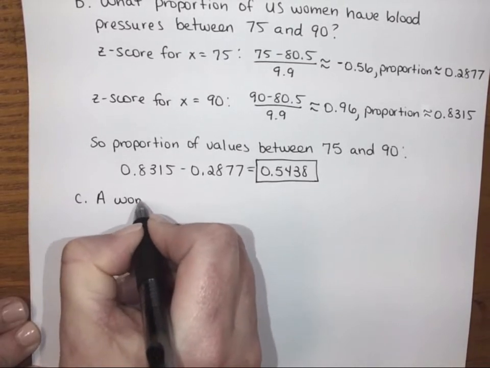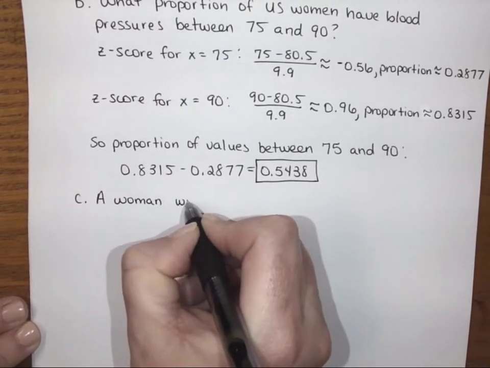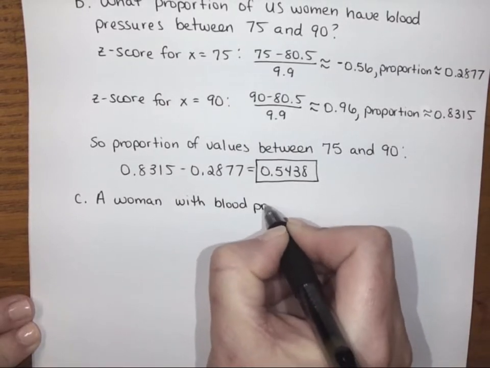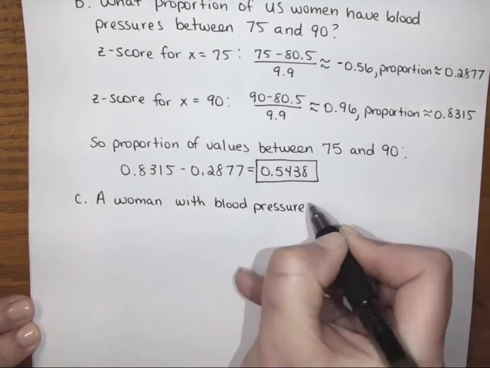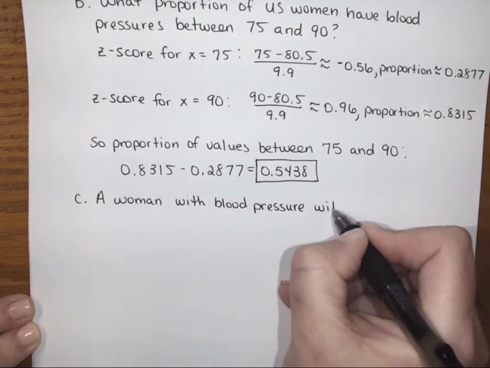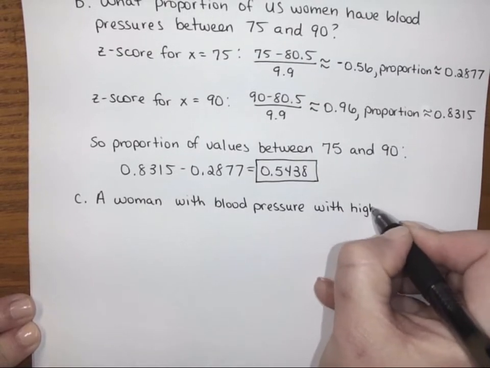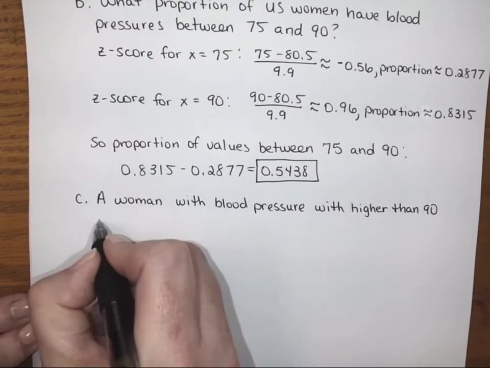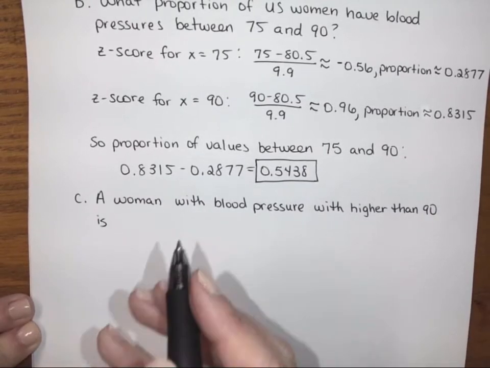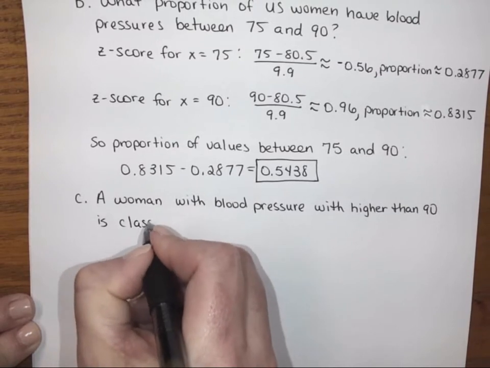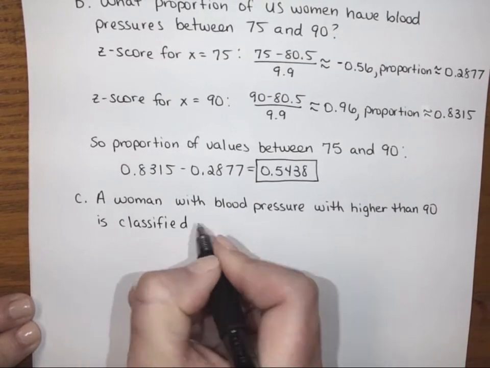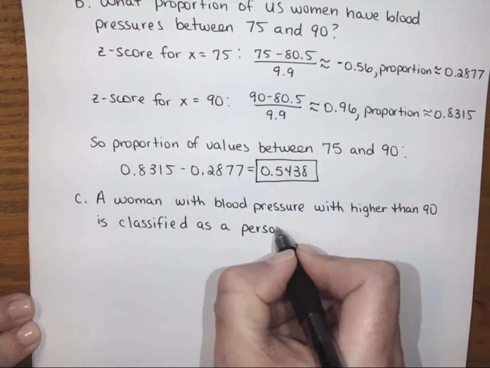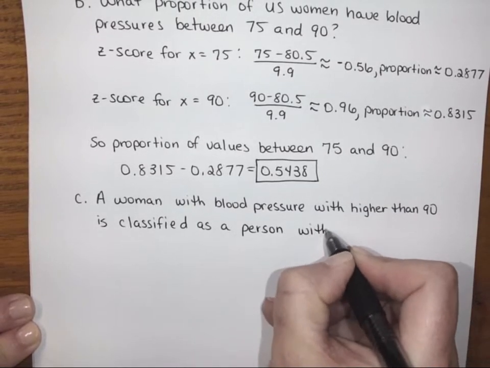Okay, so let's look at a few more. So just a little background. A woman with blood pressure higher than 90 is going to be classified as a person with hypertension. Hypertension's the medical term for high blood pressure.